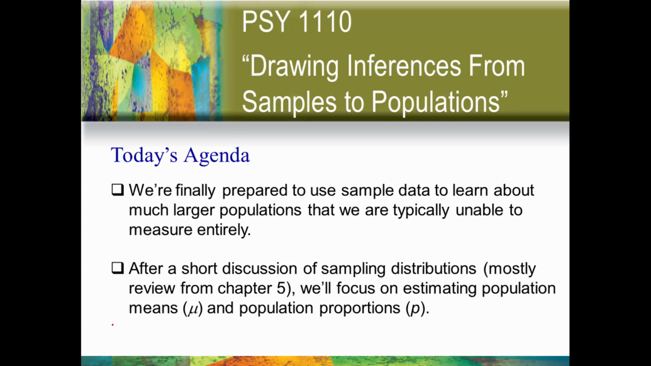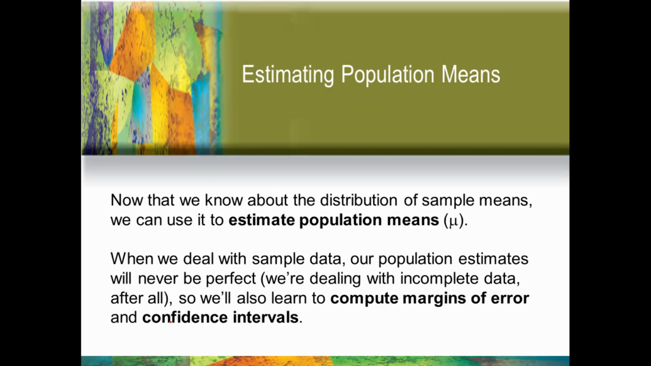Welcome back, everybody. Now we're ready to talk about section 8.2, where we'll focus on estimating population means. Now that we've talked about the distribution of sample means, we're going to be able to use that to estimate population means. The bottom line is that when we deal with sample data, our population estimates are never going to be perfect because when we're dealing with sample data, we're dealing with incomplete data. So we're going to learn how to compute margins of error and then confidence intervals. Those margins of error and confidence intervals will provide us with a range of values likely to include the population mean.